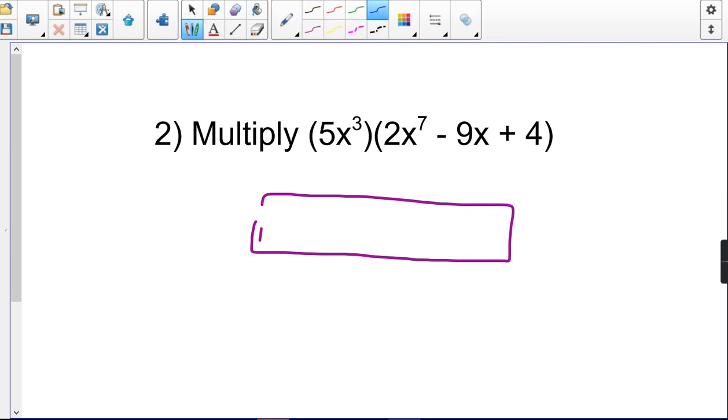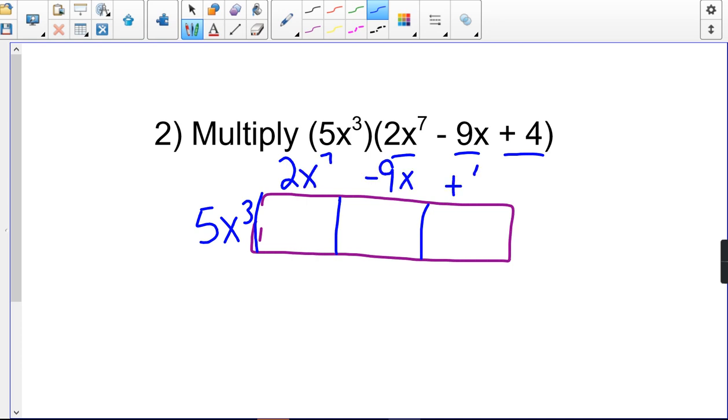We have a monomial, so we just need one row, but then we have a trinomial, 1, 2, 3, so we need to give 3 spaces for the width of that rectangle. So we're going to write out the length, the 5x to the third power, to the left, and then that width in 3 separate parts. Each term gets its own part, so 2x to the seventh power minus 9x plus 4. And then we're going to multiply length times width for each of those rectangles.